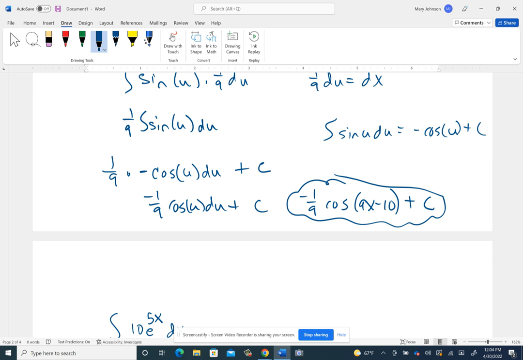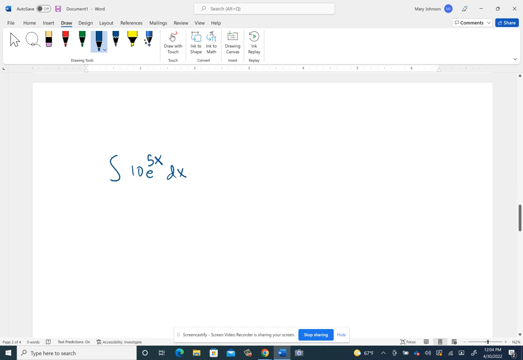Now we need the indefinite integral of an exponential function. So the example on the test was one like this. This was question 13 on one version. And so it's one that involves e to a power. But the power isn't just x, it's 5x. So we'll let u be 5x. So du would be 5 dx.